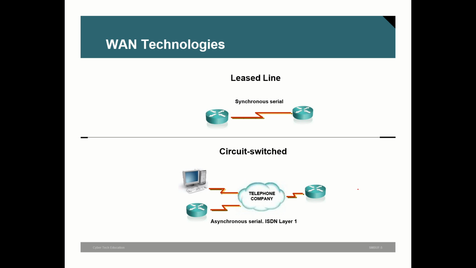Wide area network technology has two main criteria. One is leased lines, then after that circuit switching. So leased lines and circuit switching are the two most commonly used WAN technologies.